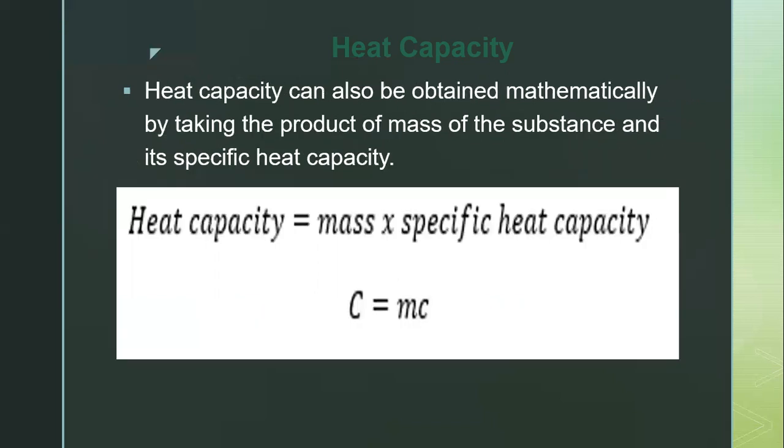Now, I also say that heat capacity can be obtained mathematically by taking the product of the mass of the substance and the specific heat capacity. Mathematically, as you can see, heat capacity is equal to mass times specific heat capacity. We will discuss more about the specific heat capacity in our next session. So that's the other way you can get the heat capacity.